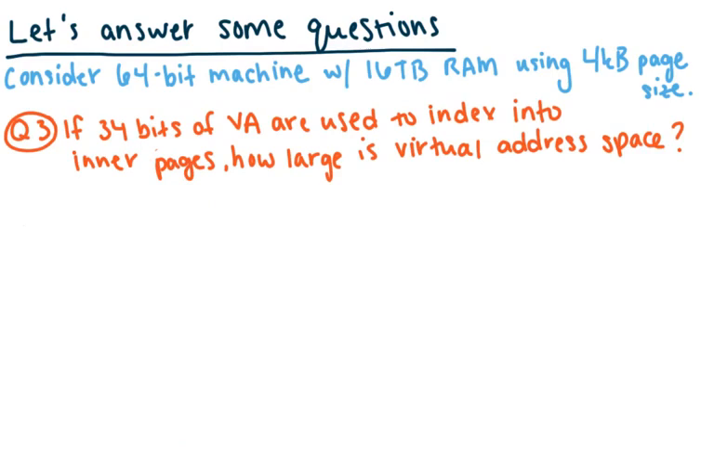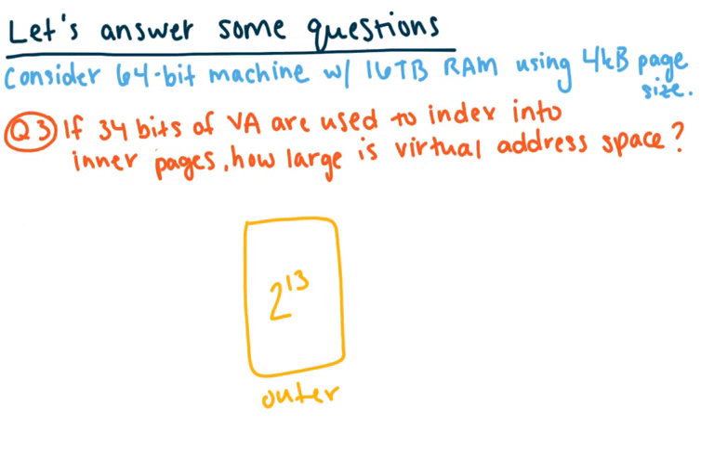Okay, here's another question. If 34 bits of the virtual address are used to index into the inner page table, how large is the virtual address space? Okay, so let's draw out what we have so far. We have our outer page table, which had 2 to the 13 entries.